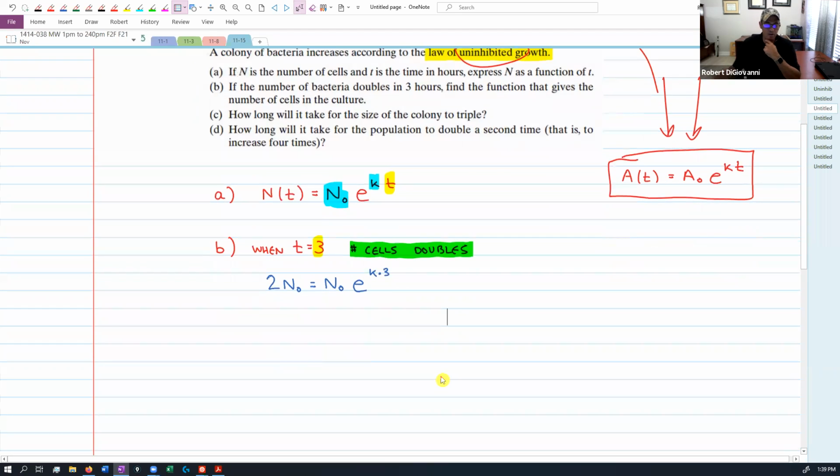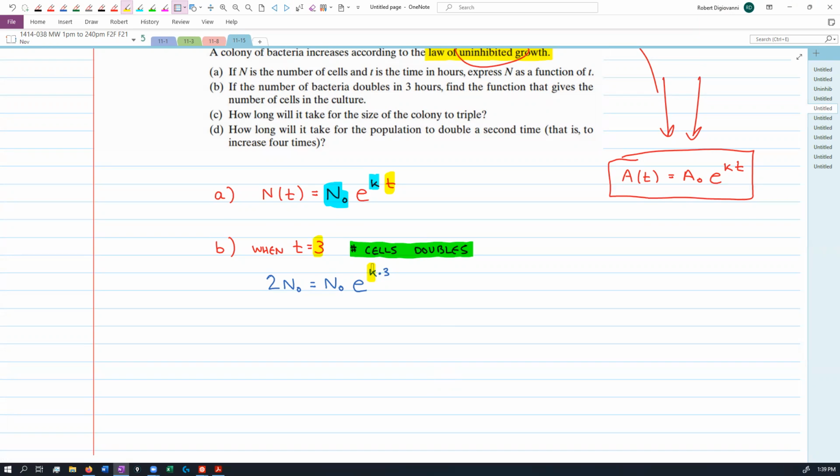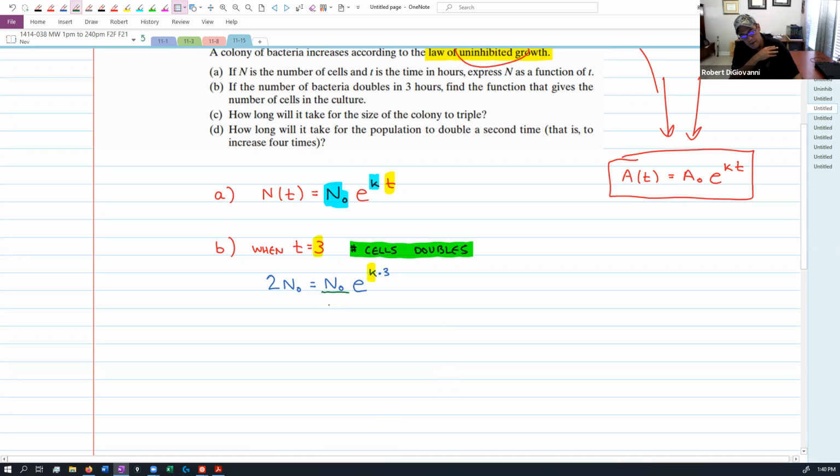Now, it may appear to you right now that we have 2 variables we don't know. But let me ask you, can you solve for k right now? What would be your first step to get k? Divide both sides by n. Yeah, divide both sides by this. It's kind of nice. We don't actually even need to know what that value is because it's going to cancel. We're going to get 2 equals e to the 3k now.